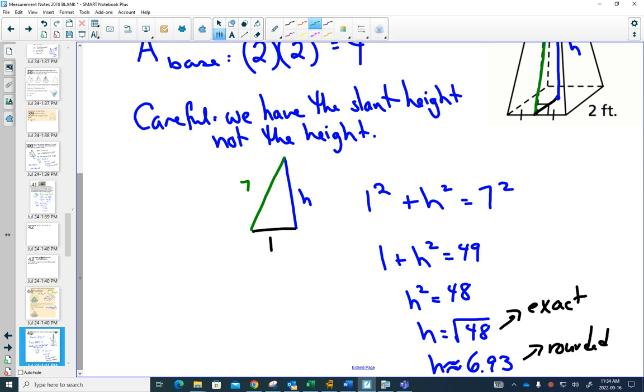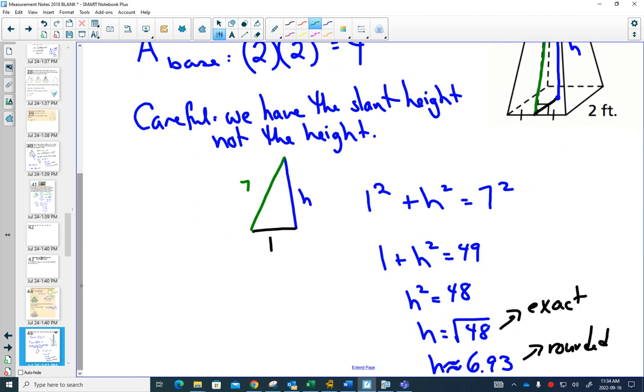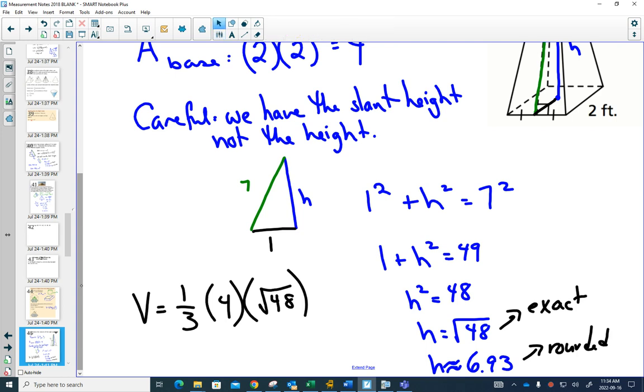But now I found the height. I can go back to my formula and look and go, good. I can now find my volume because I know everything to plug in. The volume is going to equal 1/3 area of the base. We figured that out to be 4. Height, we figured out to be the square root of 48. Type that into our calculator with all the exact values. And we get 9.2376.